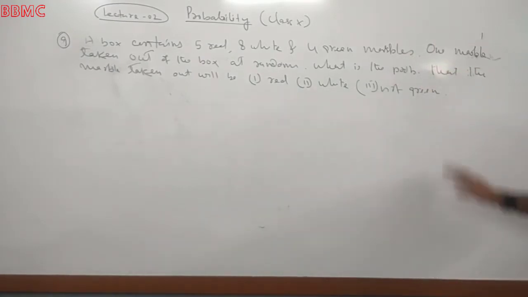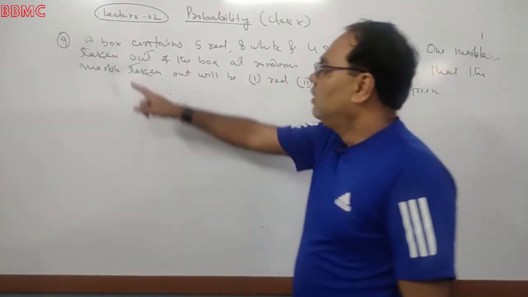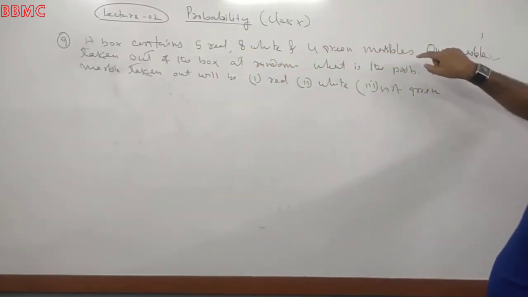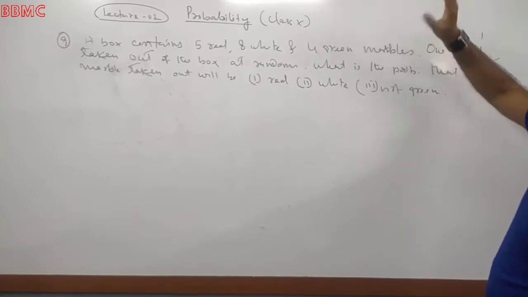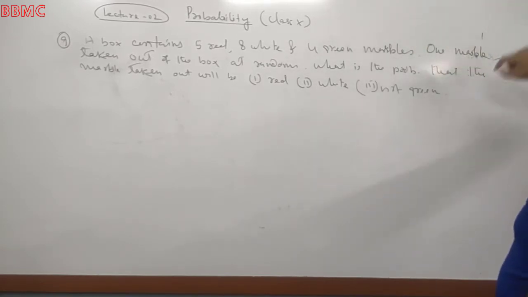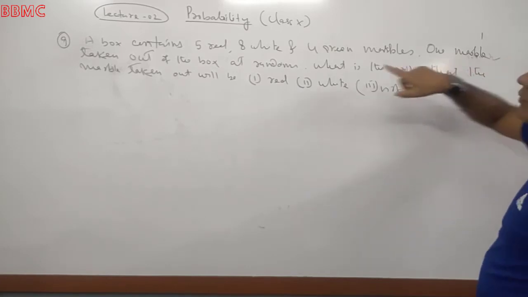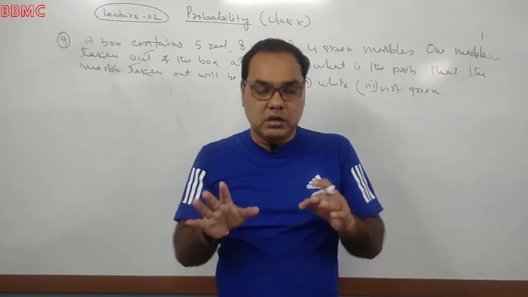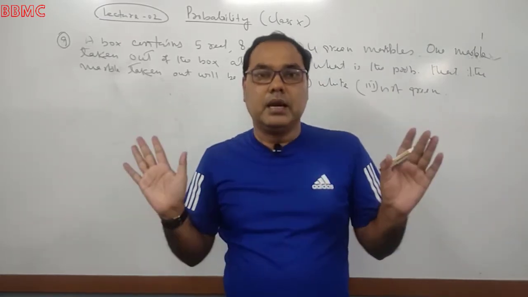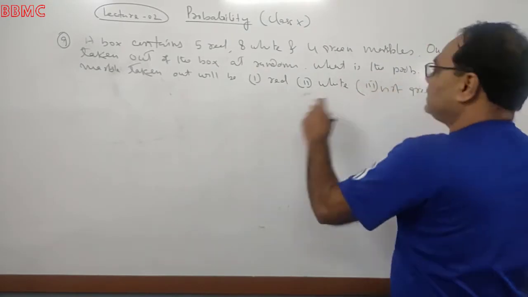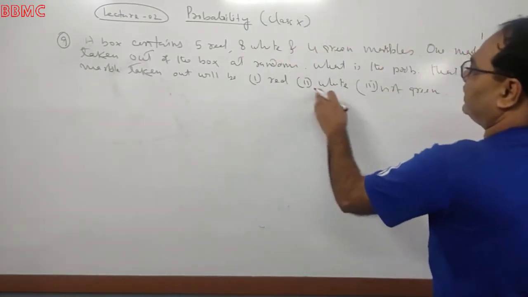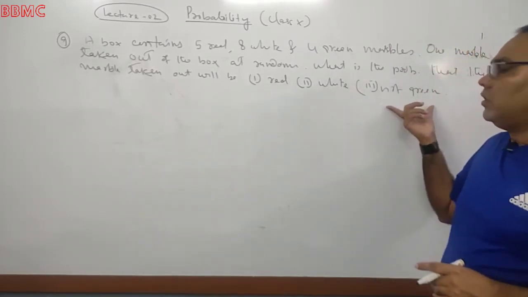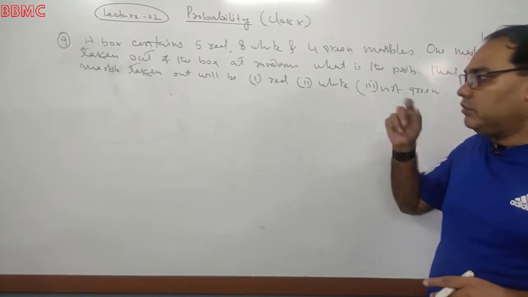This is the question number 9. A box contains 5 red, 8 white and 4 green marbles. There are 3 types of marbles in the box. One marble is taken out from the box at random. Again, one ball is drawn at random. Therefore, all outcomes are equally likely. This is clear. And what is the probability that the marble taken out will be red, white, not green?